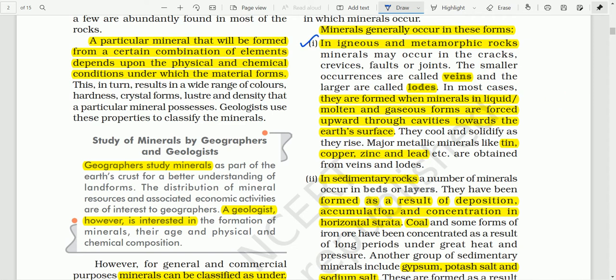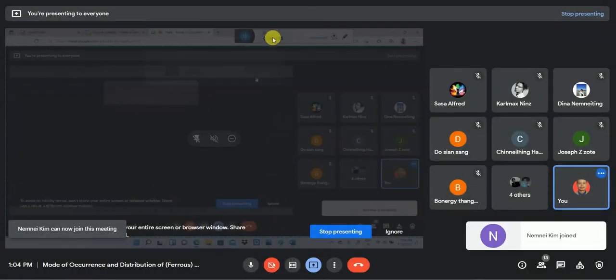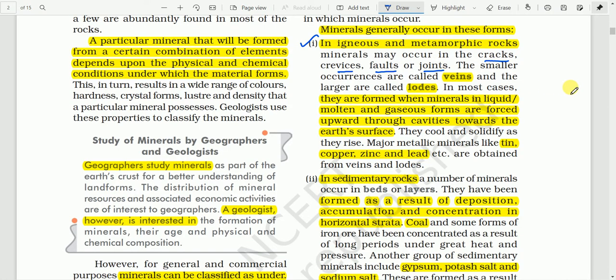So in igneous and metamorphic rocks, minerals may occur in cracks, crevices, then faults or joints. The smaller occurrences are called veins and the larger are called lodes. In most cases, they are formed when minerals in liquid, molten, and gaseous forms are forced upward through cavities towards the Earth's surface.